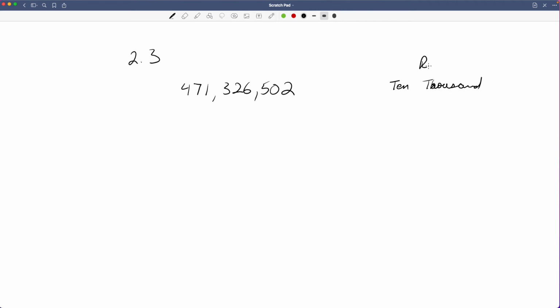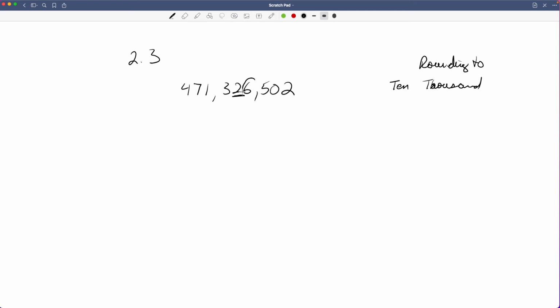So that is what I'm rounding to. I'm rounding to the nearest 10,000. First of all, I have to identify what is 10,000. Where is the 10,000 place? Well, I know this is the ones grouping. The second one is the thousands grouping. So I have ones, tens, hundreds. So this is the one that I need to round.